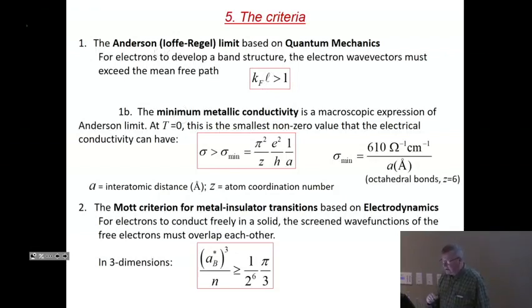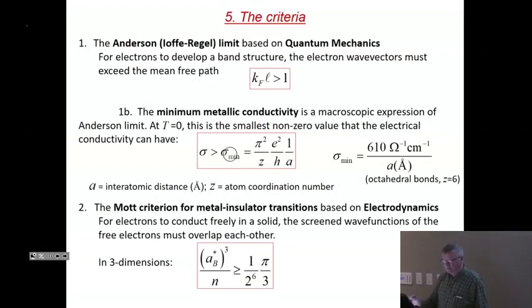From this, we then will derive the concept of minimum metallic conductivity, which is simply a macroscopic expression of the Anderson limit. So this tells you that at T equals 0, it is the smallest non-zero value the electrical conductivity can have. So as you change some chemical property of your solid, and you decrease the number of electrons, it will remain a metal, remain a metal, remain a metal at low temperature, and then suddenly it goes insulating. So it's not that you can have metals that continually get decreased electrical conductance.